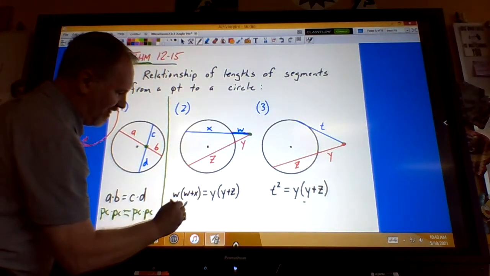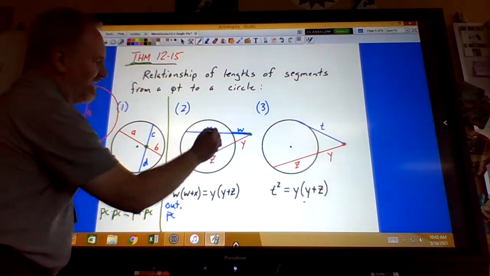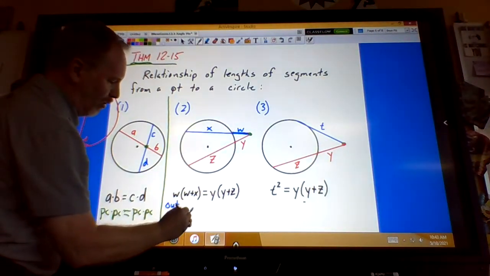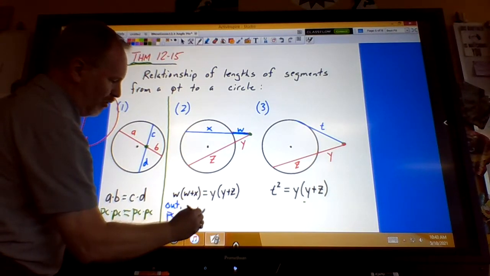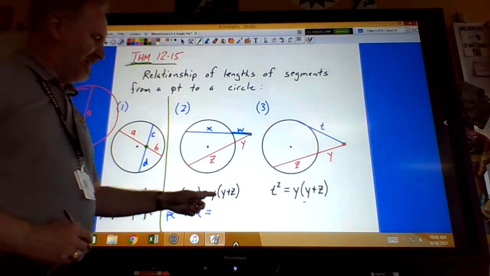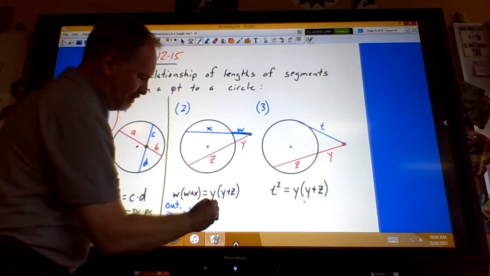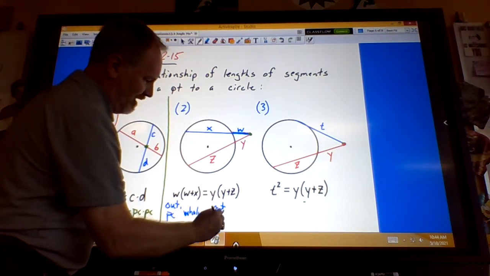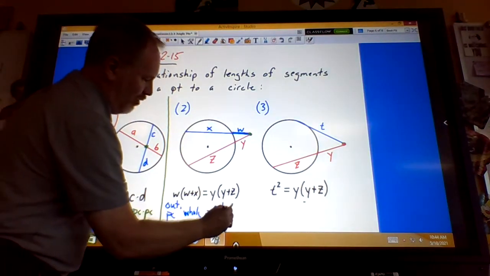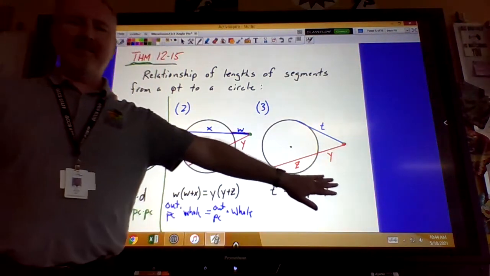And you're going to multiply that by this W plus X, which is the whole secant, right? It's the whole thing. So I'm going to call that whole, as in W-H-O-L-E, the whole secant. All right? And then, so to be fair, it should be the outside piece times the whole again. Well, if you look at the red secant, the Y is the outside piece, and it is getting multiplied by the whole thing, which is Y plus Z, the whole secant. And his formula will be the same.